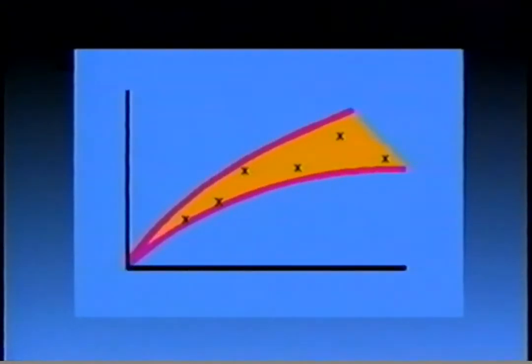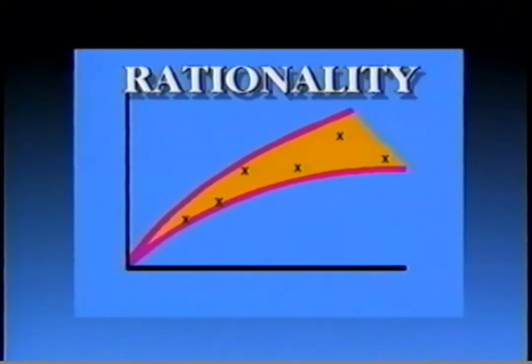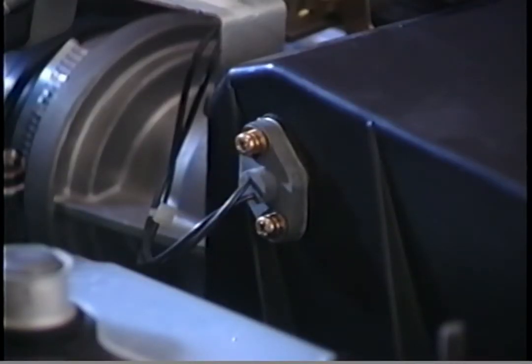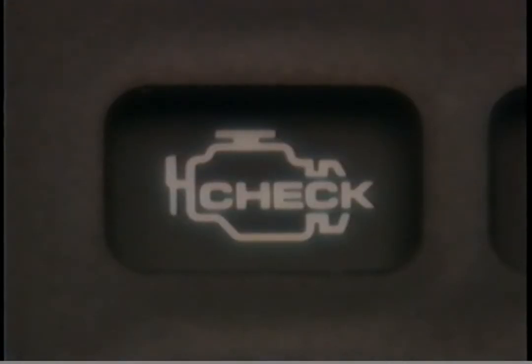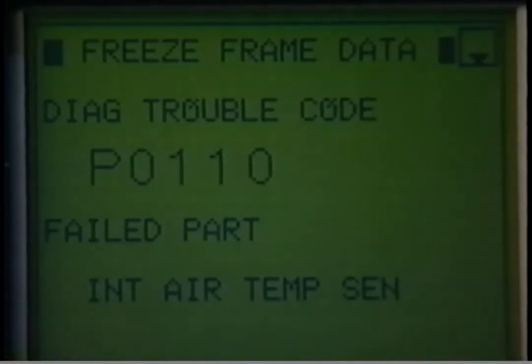In this program, we've introduced you to OBD2, a standardized system of onboard diagnostics designed to deal with emissions-related malfunctions. We've discussed the concepts of normality and rationality and how they help us identify emission system malfunctions. We've talked about the components and systems tested under OBD2. We've explained the added engine monitoring sensors and their functions.